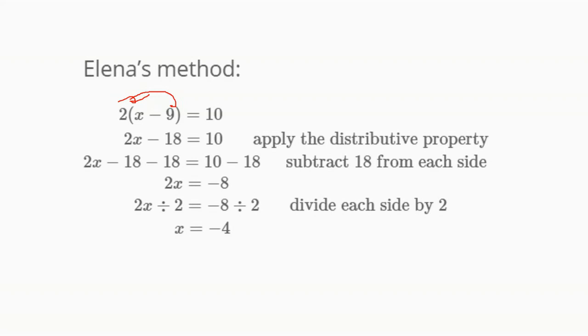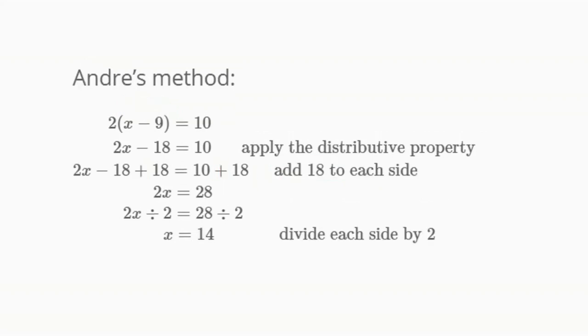No, we should do the inverse, and the inverse means to do what? The opposite. So her mistake came in when she subtracted 18. She shouldn't be subtracting, she should be adding 18. So therefore, Elena's method doesn't work either. Well, there's always Andre. Let's check out Andre.